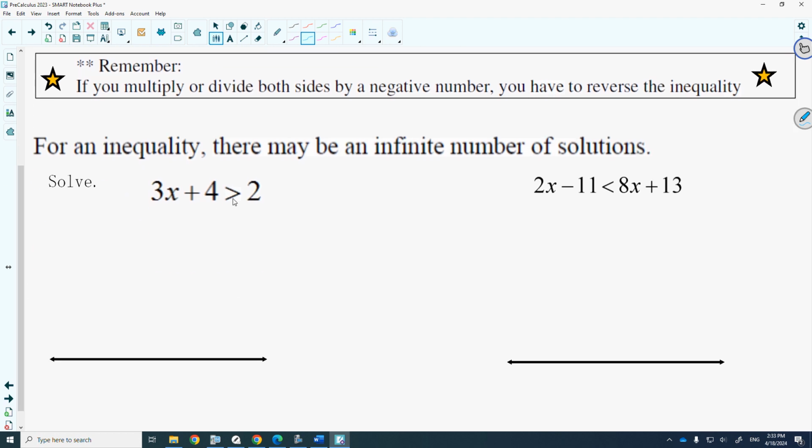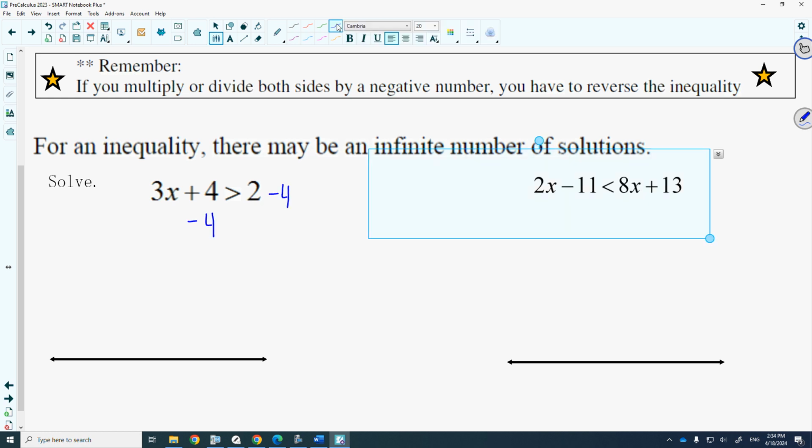3x plus 4 is greater than or equal to -2. With linear inequalities, I always like my x being on the left-hand side of the inequality, so I'm going to keep my x there. I want to get rid of that 4 by subtracting 4, and I'll have 3x is greater than or equal to -6.